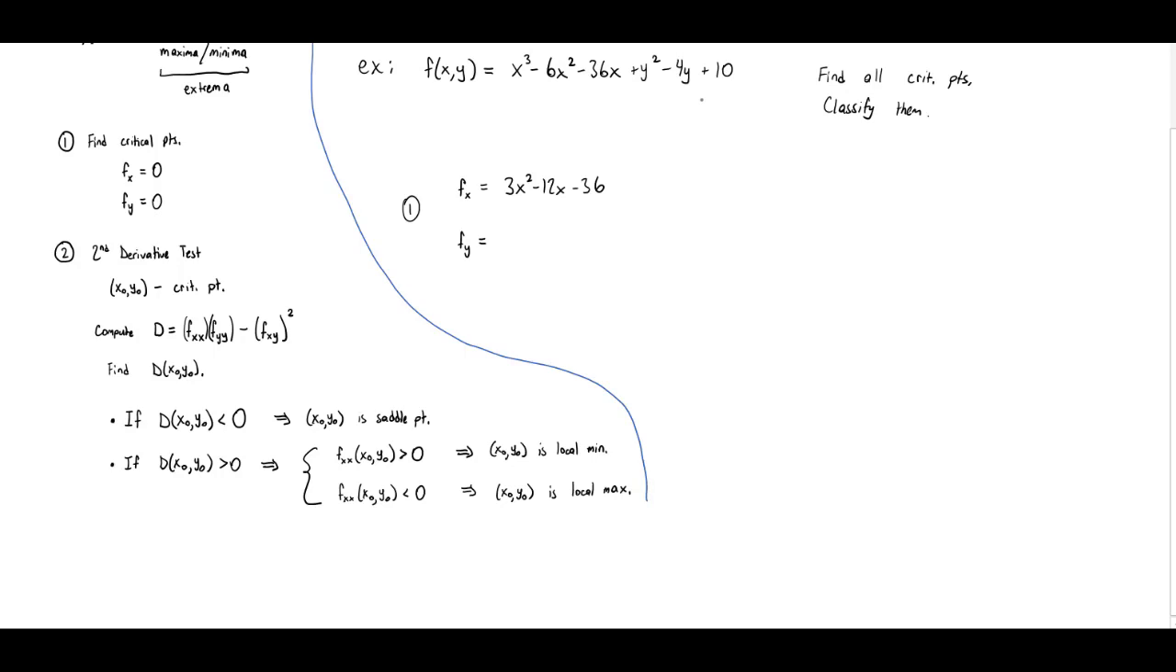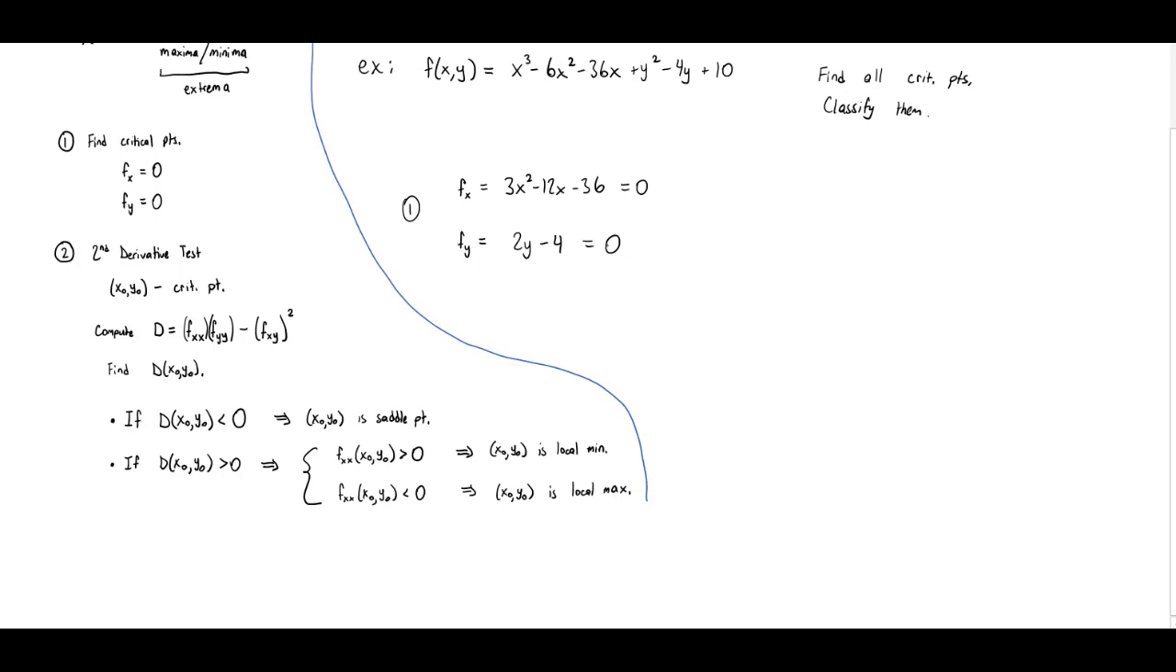If we do the partial derivative with respect to y, so this is all 0, and here we're going to get just 2y minus 4. Okay. So we have the first order partial derivatives. I'm going to set them equal to 0.